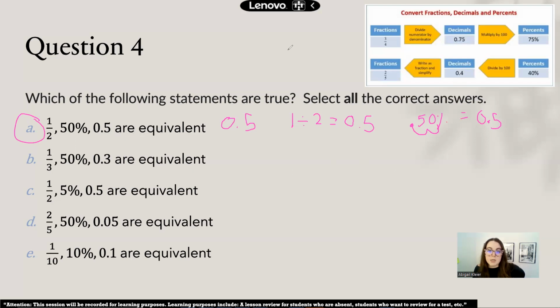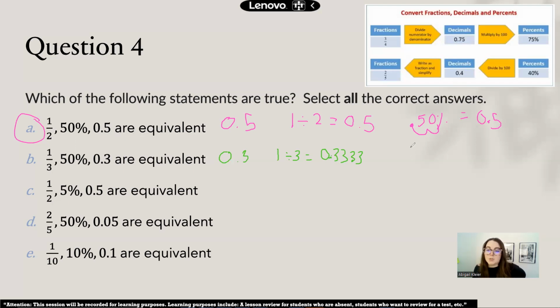Now I'm going to go to B, and I'm going to change my color just so we can keep this clean. Again, I'm starting with that decimal as my baseline. So I'm comparing everything to 0.3. So first I'll do the fraction. Is 1 divided by 3 equivalent to 0.3? Well, not quite, because 1 divided by 3 is 0.33333, right? Or 0.3 repeating. So that's not great.